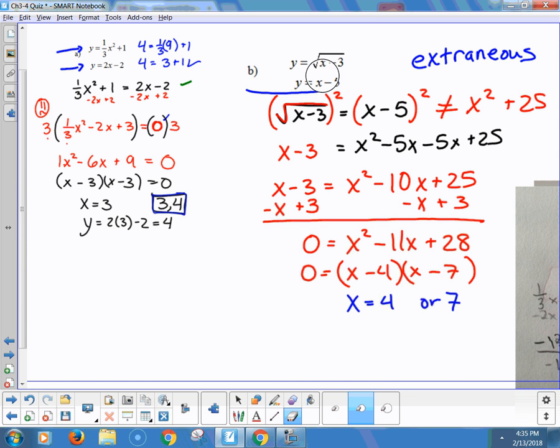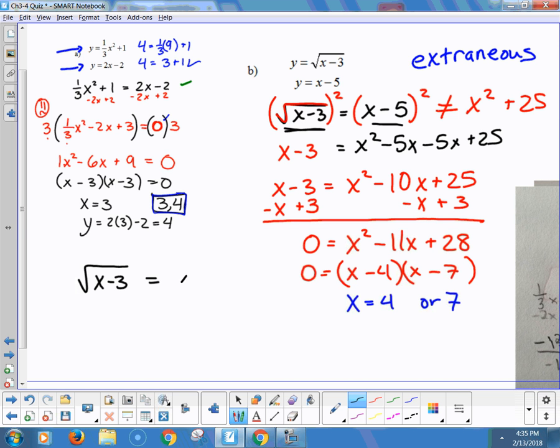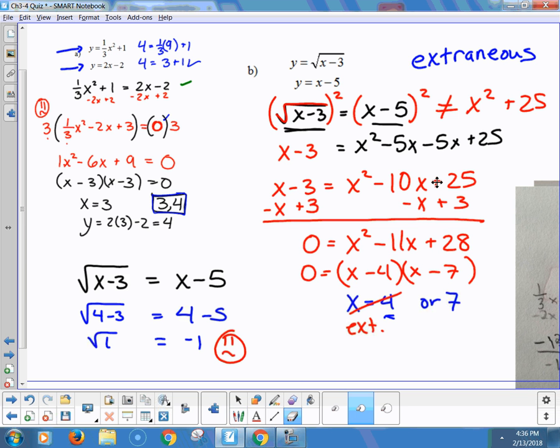Let's test which one does not make this equation true: the square root of x minus 3 equals x minus 5. So I could test, let's say we try 4. If I test 4, I get the square root of 4 minus 3. Does that equal 4 minus 5? Well, this is the square root of 1. Does that equal negative 1? Aha! I found it. That one doesn't work. This is extraneous. I'll abbreviate that. We should, just for kicks, test the 7.